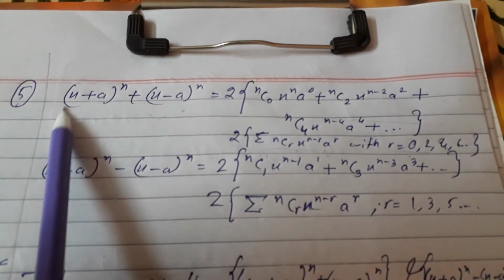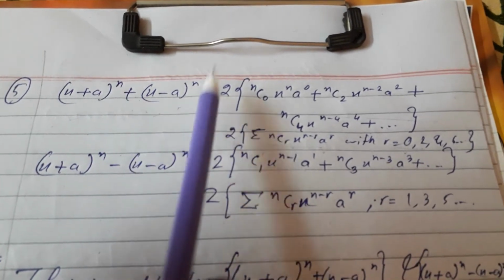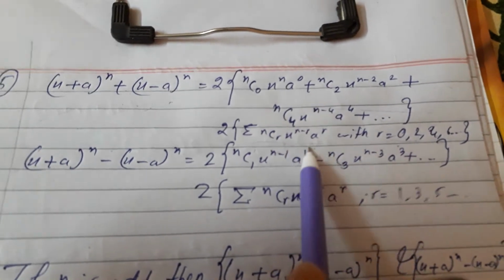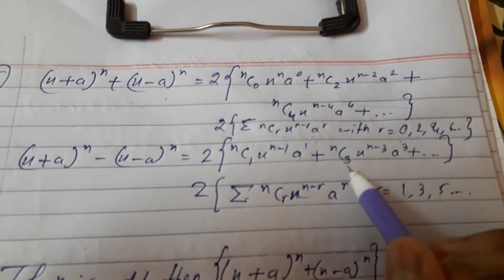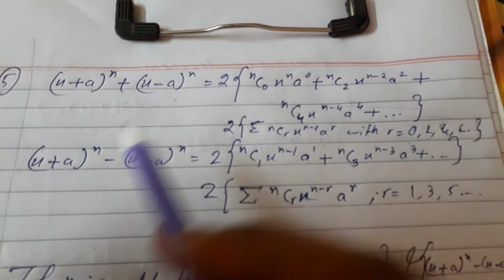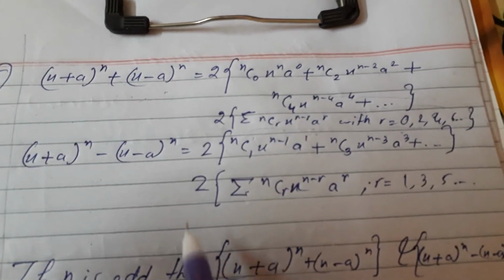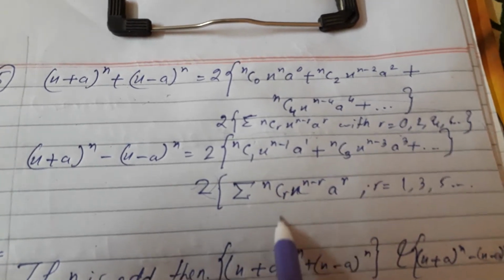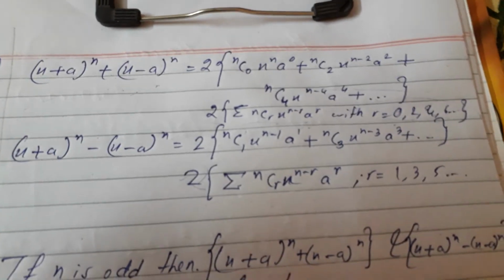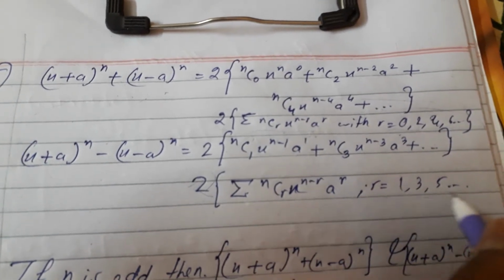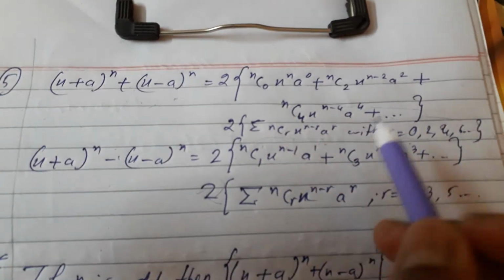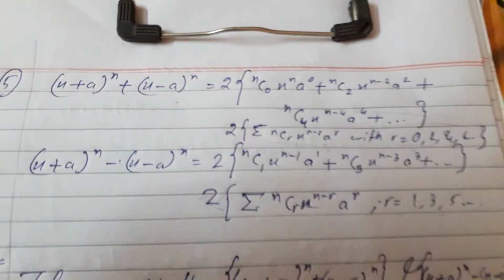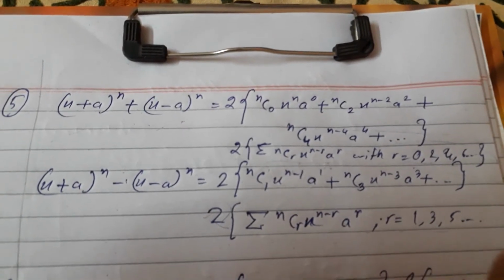So (x plus a) to the power n plus (x minus a) to the power n will be 2 into summation nCr x to the power n minus r, a to the power r, same as the first formula, with r equals all the even numbers. And if the sign is negative, then obviously 2 is here, then 2 into summation nCr x to the power n minus r, a to the power r, the first formula that we have learned, with r equals 1, 3, 5, all the odd numbers if the sign is negative, and r will be all the even numbers if the sign is positive. So these are the two formulas.